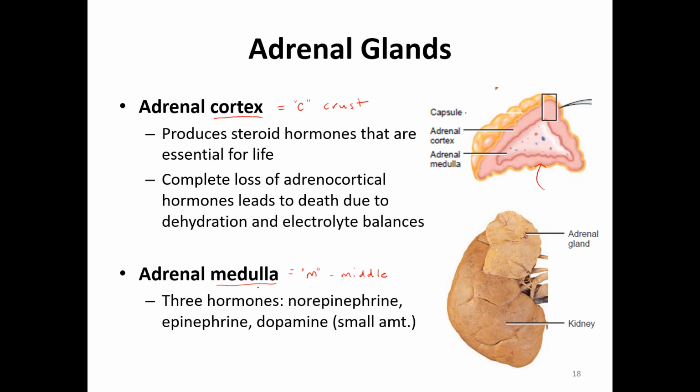Sometimes you'll hear people, especially if they're speaking British English, refer to it as the medulla. So you might hear some people saying medulla, and you might also hear medulla. As you can see, they're going to do different roles within the adrenal gland. So the adrenal cortex is going to be important for producing steroid hormones that are essential for life.